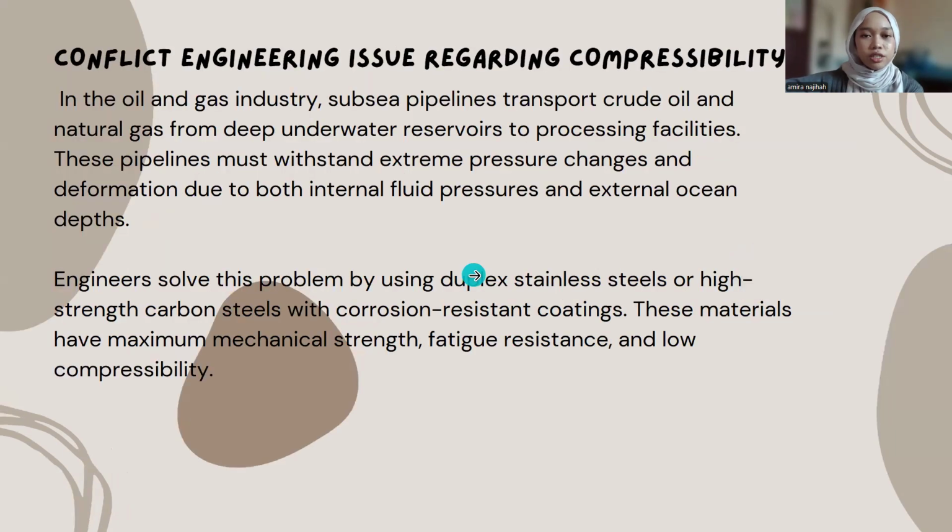A conflict engineering issue regarding compressibility is in the oil and gas industry, where subsea pipelines transport crude oil and natural gas from deep underwater reservoirs to processing facilities. This pipeline must withstand extreme pressure changes and deformation due to both internal fluid pressure and external ocean depth. Engineers solve this problem by using duplex stainless steels or high-strength carbon steels with corrosion-resistant coatings. These materials have maximum mechanical strength, fatigue resistance, and low compressibility.